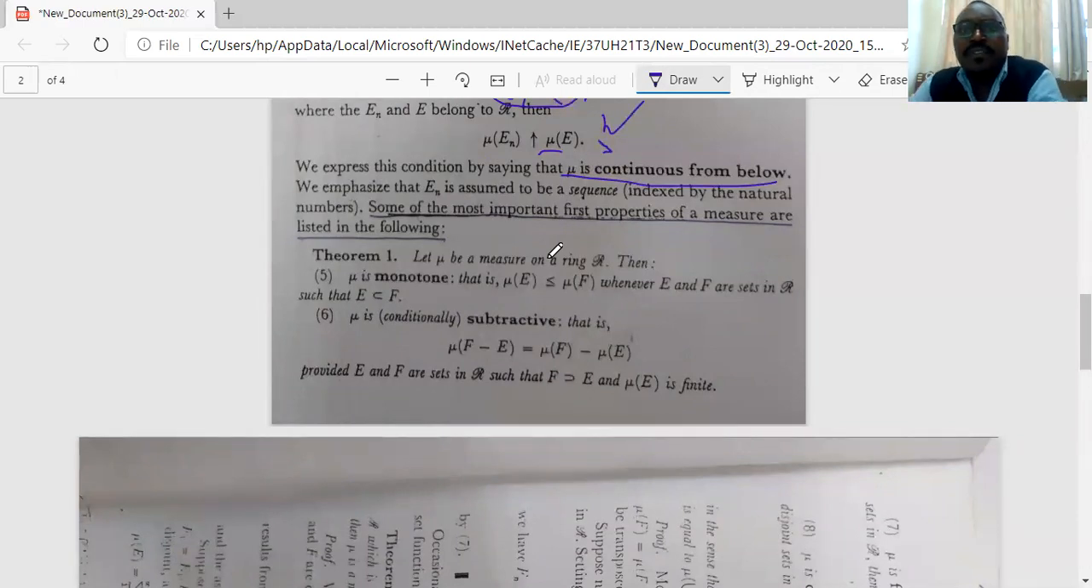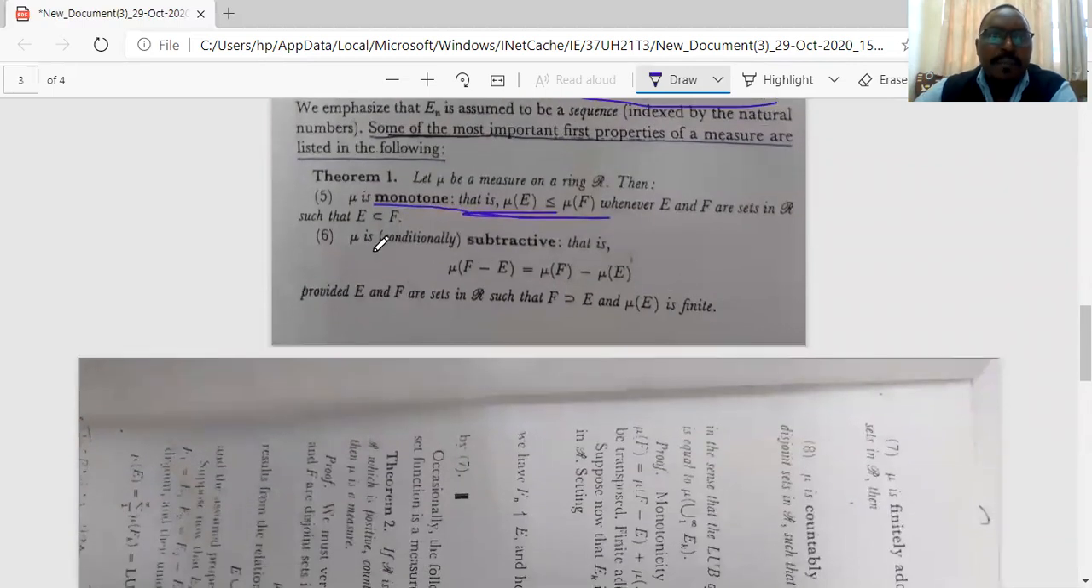Some of the most important first properties of measure are listed below. These are just some of the properties. I'll give a couple of properties of measures. We are giving them in terms of a theorem: let mu be a measure on the ring R, then mu is monotone. That means it is increasing. That's what it means there. Mu is conditionally subtractive.